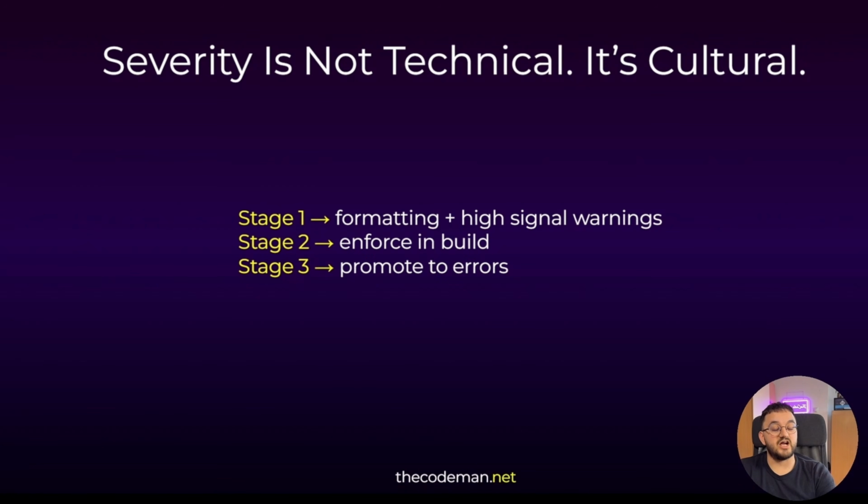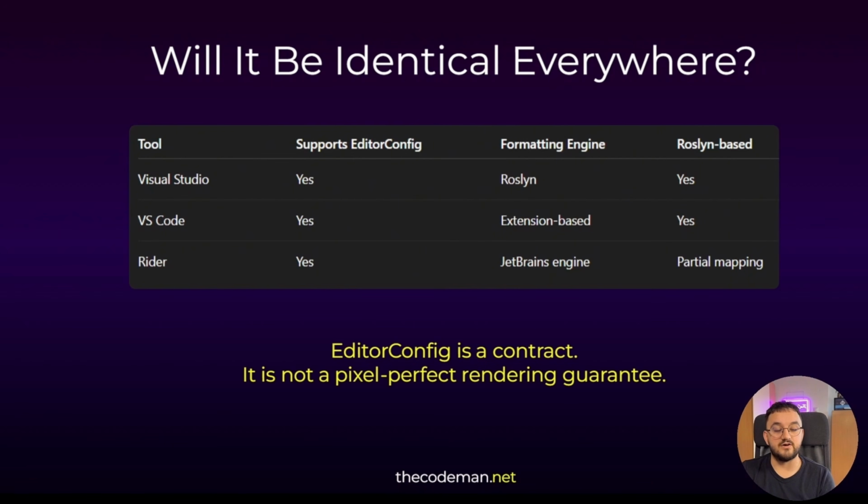So a common production progression we can see here is to start with formatting, a handful of high-signal warnings, like unused usings. The next step would be to keep controversial preferences as suggestions. Later, you can promote specific rules to errors if the team agrees. And that progression prevents tool rejection, which is a real problem in real teams. And now we can learn how to make your first EditorConfig file.